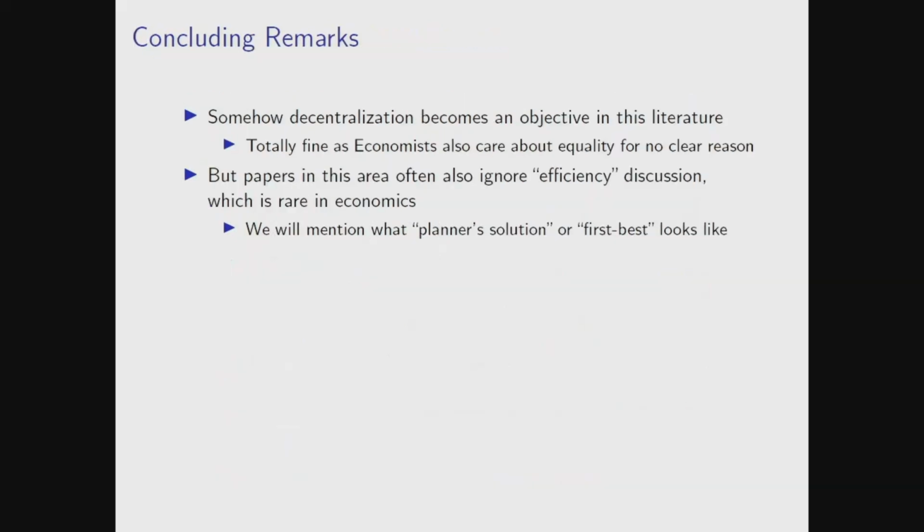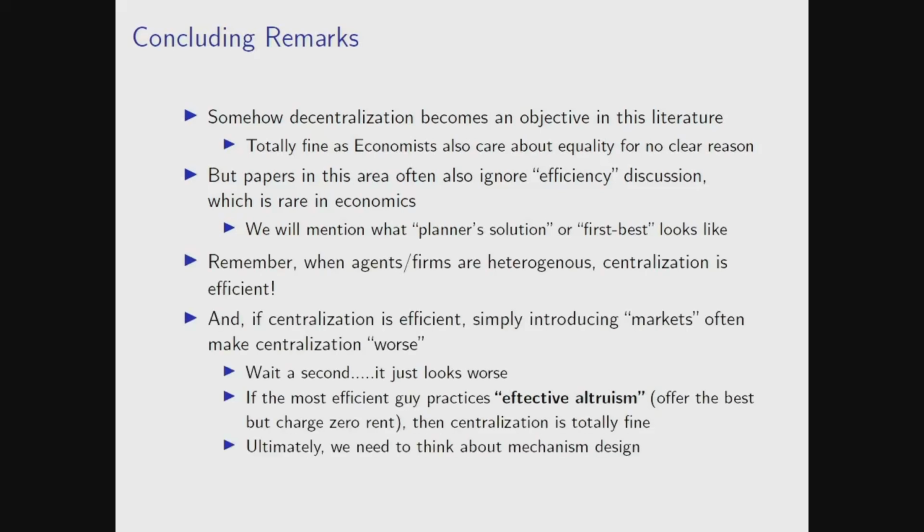Okay. So, concluding, I feel like decentralizing is the objective in this literature. I'm totally fine with that, as economists also care about equality for no reason, but in this kind of area, people often ignore the efficiency discussion. We typically mention the planner's solution first, which tells you that centralization is actually exactly what the planner wants to do, and then ask yourself, can we address certain rent issues? And remember, these agents and firms are heterogeneous, and centralization is efficient. And if centralization is efficient, simply introducing markets often makes centralization even worse. That's exactly the market force at play, because some guy is good, therefore some guy would.